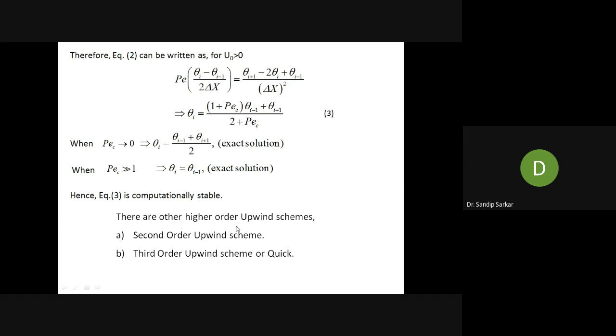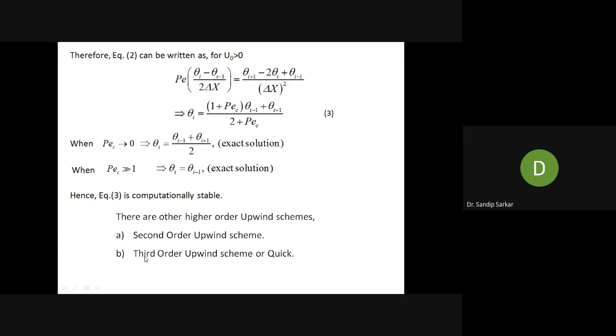There are other versions of the upwinding scheme. This upwinding scheme has first order accuracy, that's why it is called the first order upwinding scheme. Other upwinding schemes are also possible, called second order upwinding scheme, which I will not discuss because it is not in the scope of your syllabus. There, instead of taking one upstream point, two upstream points are taken, i and i minus 1. Theta i plus 1 has to be replaced by a function of i and i minus 1. It's called the second order upwind scheme.